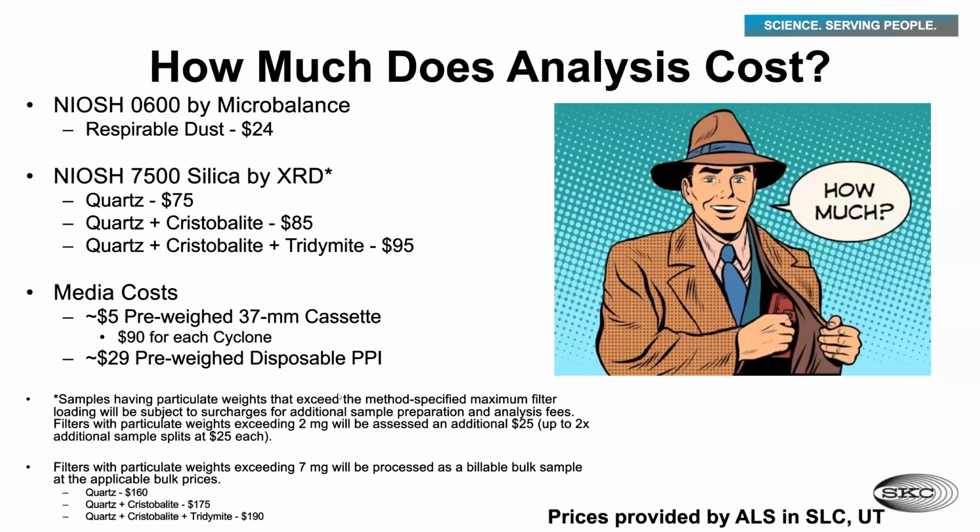Now, there are some labs that, even if you have more than 2 milligrams of dust on your filter, will split those filters in half and analyze them separately. Depending on how much dust is on the filter, that will determine how much additional cost it is for them to still be able to analyze that, because you can no longer analyze it as a single sample. So that's where it goes back to using multiple cassettes or multiple PPIs to help alleviate some of this additional cost that can happen when you're actually sampling.